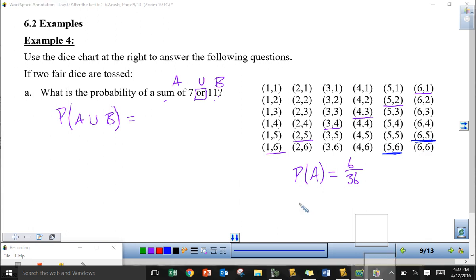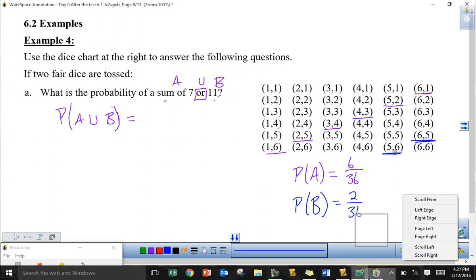Okay, so there's only 2 favorable outcomes here, so it'll be 2 over that same 36. To decide what the union looks like, we have to decide whether these 2 events are mutually exclusive. Looking at our numbers here that are underlined, we just want to make sure there's no overlap. If there's an overlap, we'll have intersecting events, but in this case, they don't touch each other.